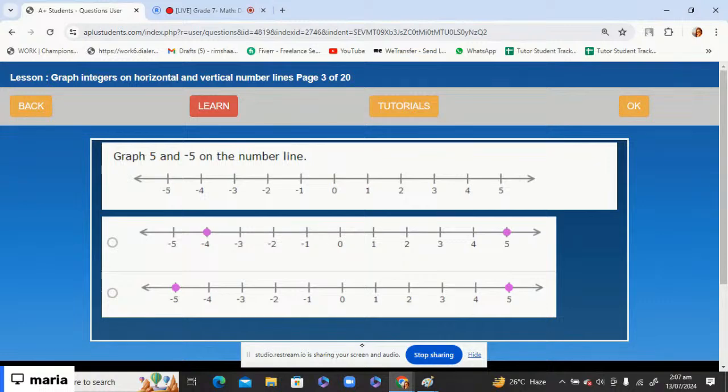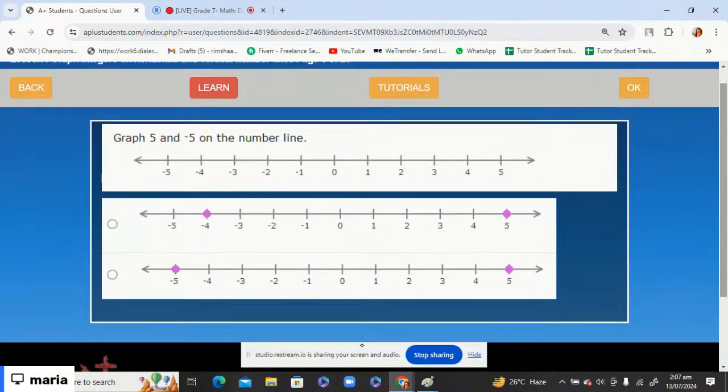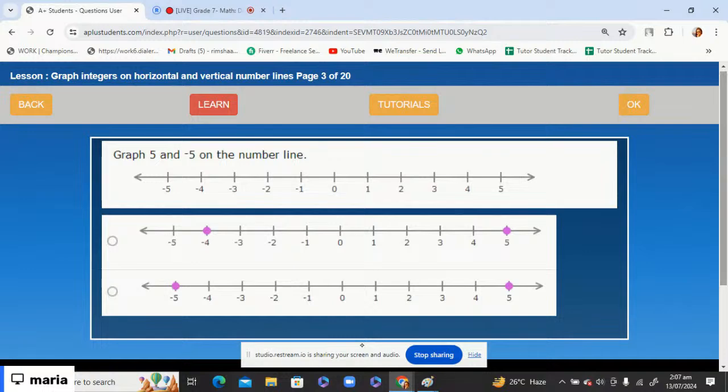Now, graph 5 and negative 5 on the number line. Where is the 5 and negative 5? Look at here, in the first option it's minus 4 here, and here it's plus 5. But in the question they are saying negative 5 and positive 5. So do we go with option 1 or option 2? Everyone think about it and then tell me. So we will go with the second option, that is minus 5 and plus 5. Okay, so we mark this one.